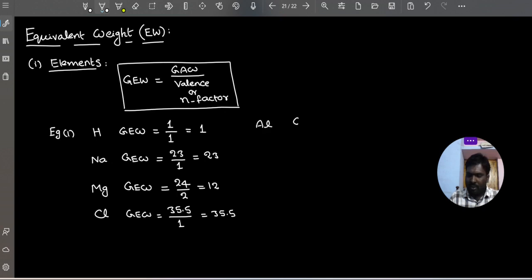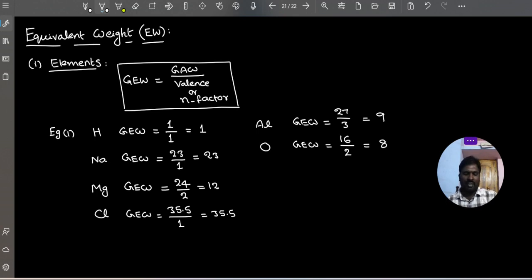Aluminium. Its gram equivalent weight equals aluminium atomic weight 27 by aluminium valency 3. So 9. Oxygen. Gram equivalent weight equals oxygen atomic weight 16 by oxygen valency 2. So the value is 8. Like this we can calculate for elements. Elements: gram equivalent weight equals atomic weight by valency or n factor.